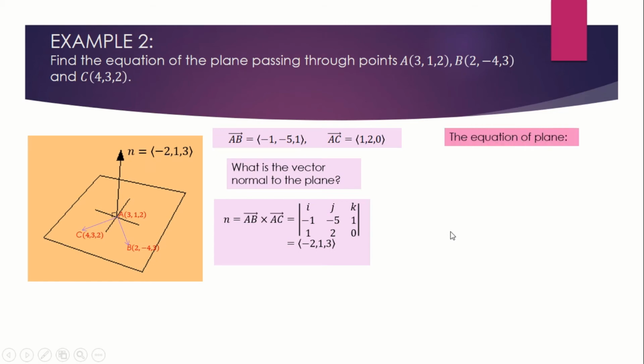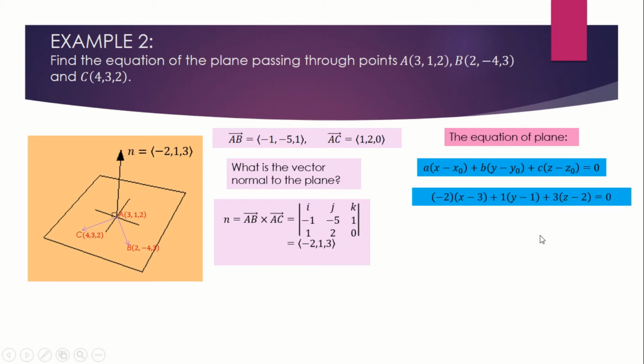Now we want to find the equation of the plane. We already have this formula: a(x minus x naught) plus b(y minus y naught) plus c(z minus z naught) equal to 0. After we replace A, B, C and x naught, y naught, z naught, towards the end we get the equation of the plane as negative 2x plus y plus 3z minus 1 equal to 0.